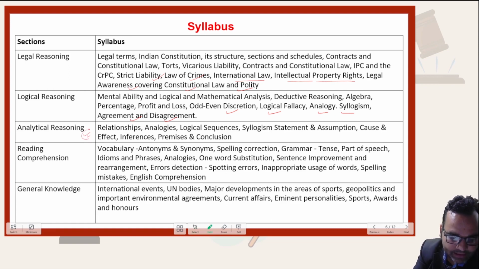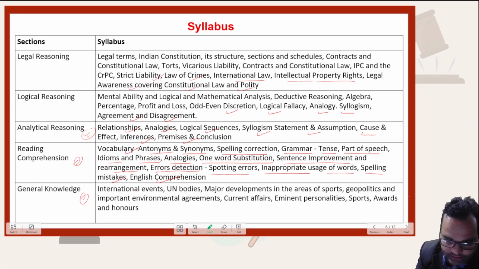Then from analytical reasoning, you will have relationships, analogies, logical sequence, syllogism, statement and assumption, cause and effect, inferences, premises and conclusion. Then reading comprehension: this section will focus on vocabulary, that is antonyms and synonyms, spelling correction, grammar, especially tenses, parts of speech, idioms and phrases, analogies, one-word substitution, sentence improvement, rearrangement, error detection, spotting errors like inappropriate usage of words, spelling mistakes, English comprehension.